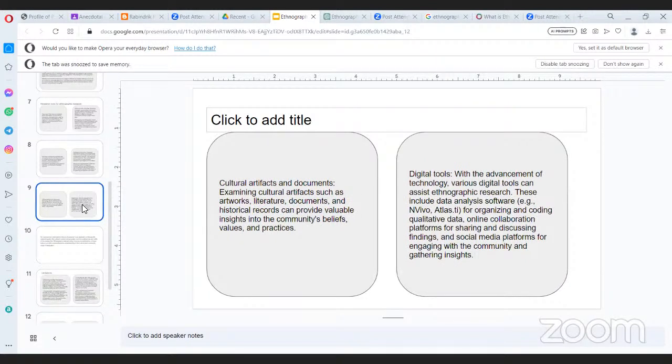Cultural artifacts and documents. This is very, very important in ethnographic research because your interpretation will be based upon the culture issue. Cultural artifacts such as artworks, literature, documents, and historical records can provide valuable insights into the community's beliefs, values, and practices.